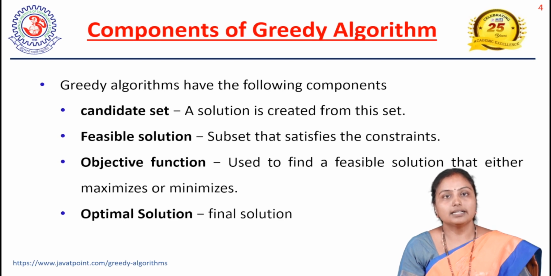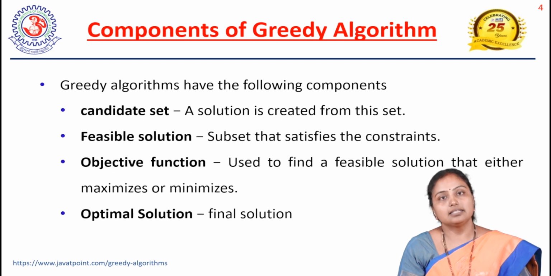Here, the objective function can be maximize something or minimize something. For example, mainly we focus to reduce time, that is minimization. We focus on maximizing cost, that is called maximizing objective function. Finally, we will have one optimal solution, that is called final solution.